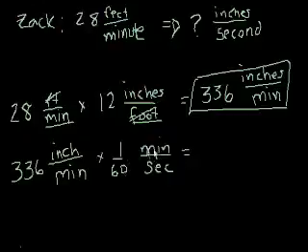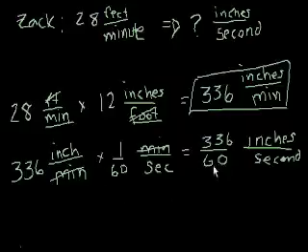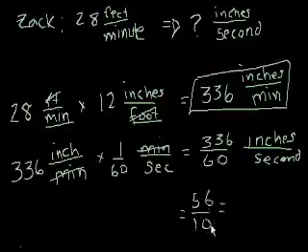So here, once again, the minutes and the minutes cancel out, and we get 336 over 60 inches per second. And now if I were to actually divide this out, we could see, actually we could just divide the numerator and the denominator by 6. 6 goes into 336, 56 times? 56 over 10. And look, we could divide that again by 2. So then that gets us 28 over 5.